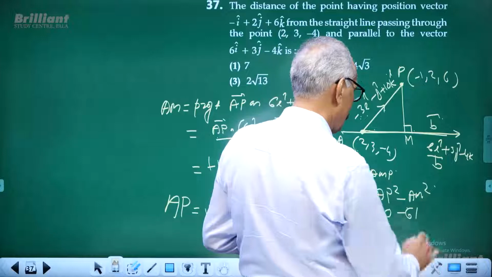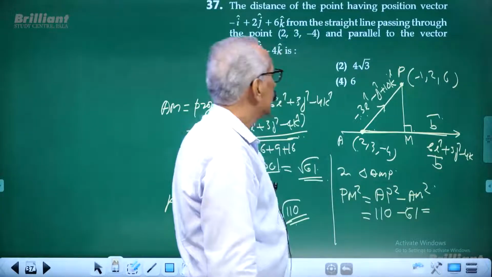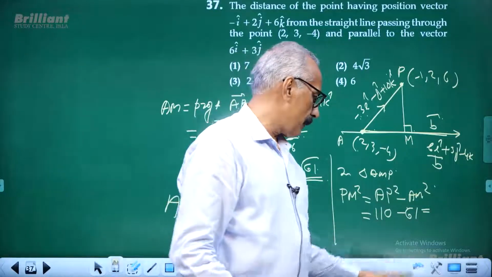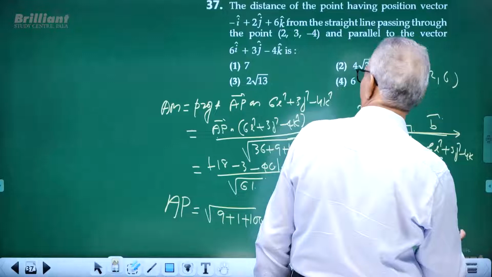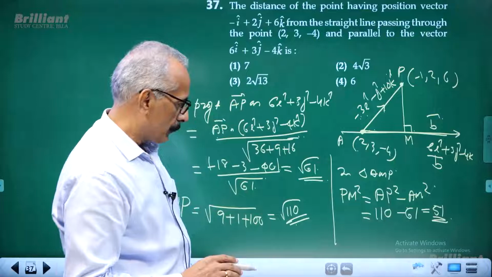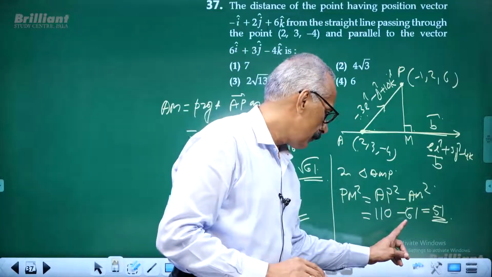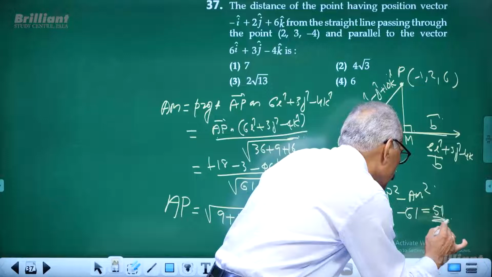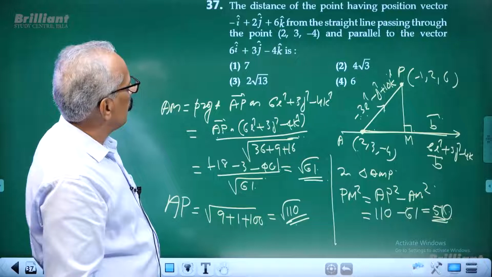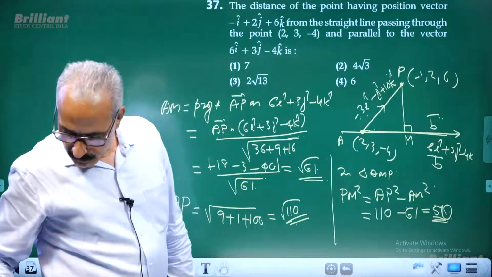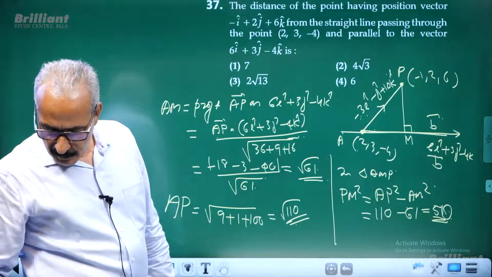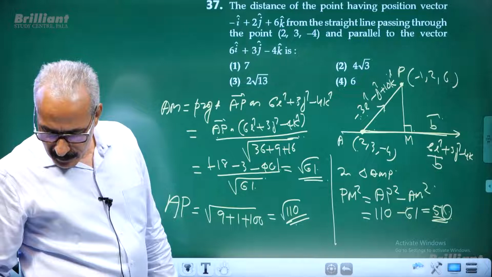This is 40. Right, so you get the answer. You have the answer there. 110 minus 1 means that it will become what there? 51. Root over 51. PM is equal to root over... this is 51, no? Root over 50. Root over 50 means, what's the answer given? First is root over 61, right? 110.